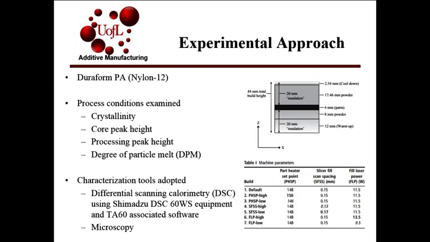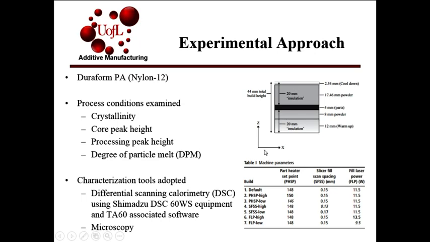The experimental approach of this paper: the material, as I said before, was nylon 12. The process conditions examined were crystallinity, core peak height, processing peak height, and degree of particle melt. Degree of particle melt was defined in this paper as a quantitative variation in the completeness of sintering, and this was used to avoid any confusion with degree of sintering, which is typically used in sintering-based manufacturing technologies. The characterization tools adopted were DSC, with the equipment and software listed, and microscopy.